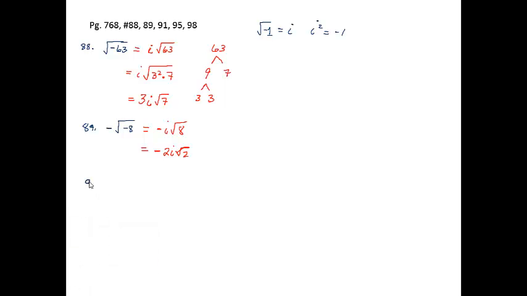Alright, let's go to number 91. Number 91 says, perform the indicated operation. Write the result in the form a plus bi. So it is 8 minus 3i minus 17 minus 7i.